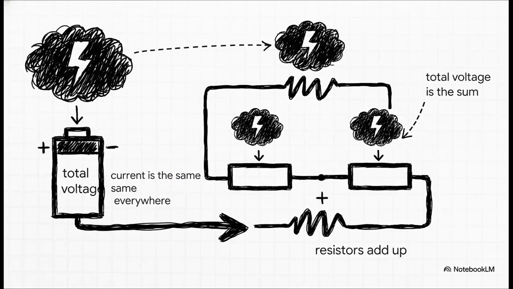So for series circuits, the rules are pretty straightforward. Since there's only one path, the current has to be the same everywhere. The voltage, though, the push, gets shared or divided up among the components. And the total resistance? Easy, you just add them all up.